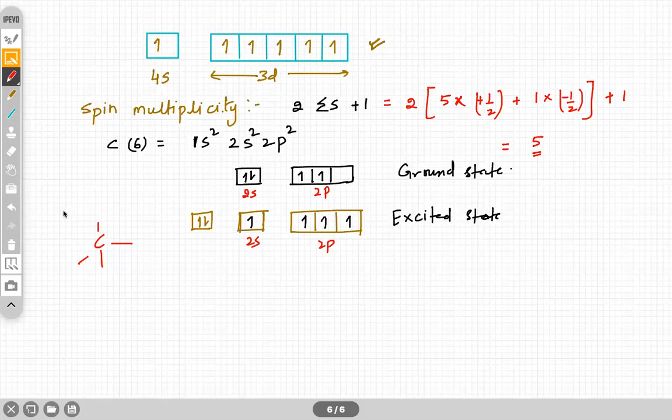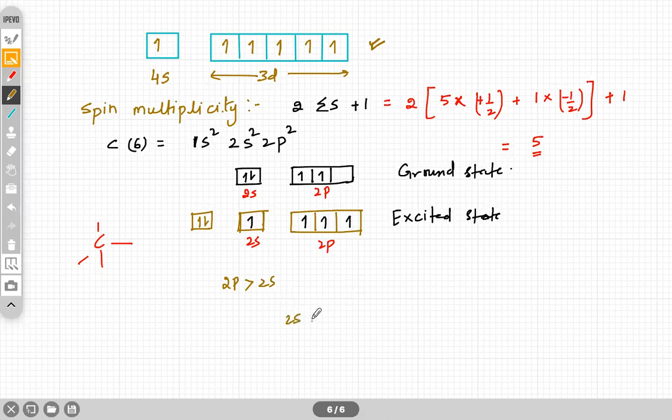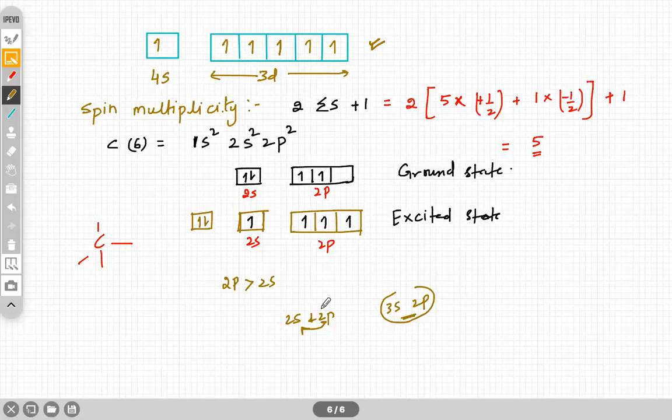Okay, you said 2p has higher energy than 2s. You know the difference between 2s and 2p and 3s and 2p? If the transition of electron is possible in 3s, so we'll have certain energy required for this. If that energy is more than the energy required for this transition, then which transition takes place? Anurag, tell me.